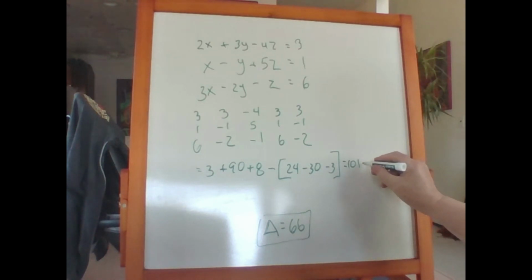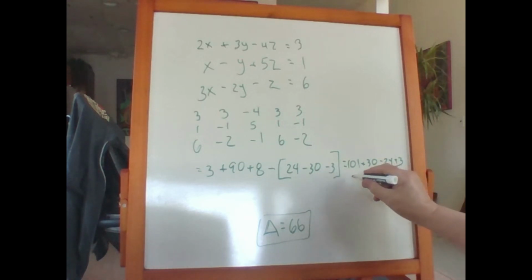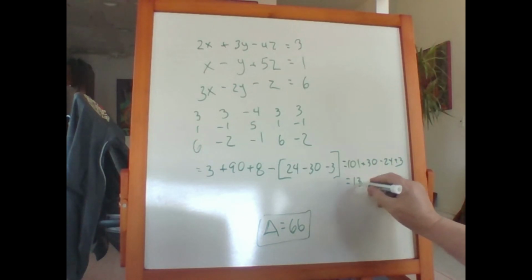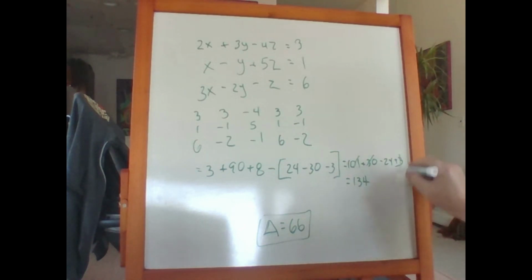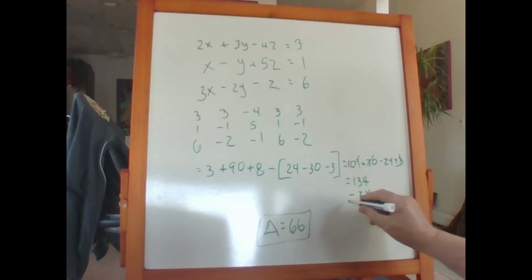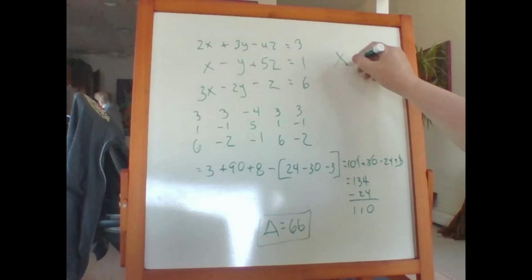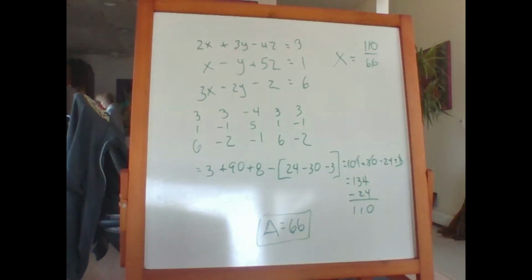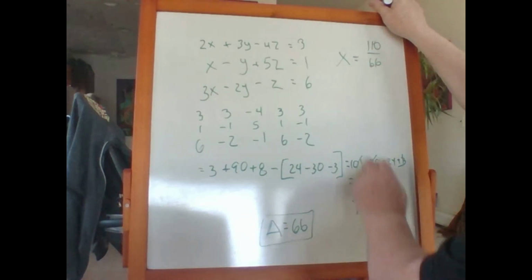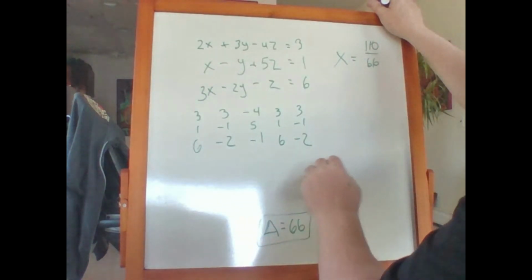We got minus plus 30, minus 24, plus 3. Okay, so this is 131 plus 3, 134 minus 24 is 110. And so x equals 110 over 66. That is our x value. See how fast we got that?